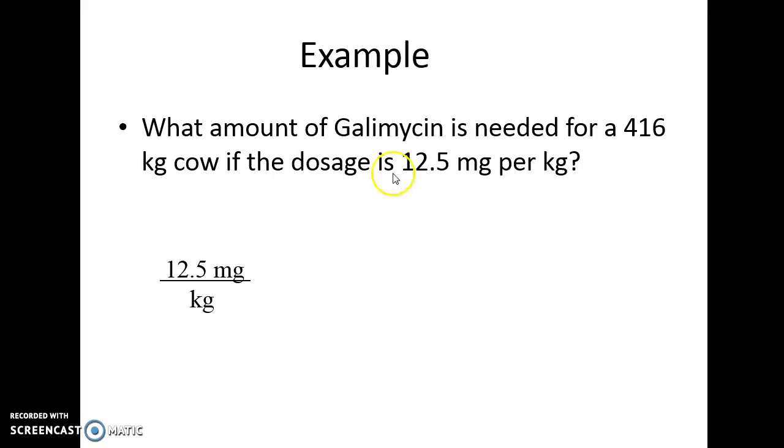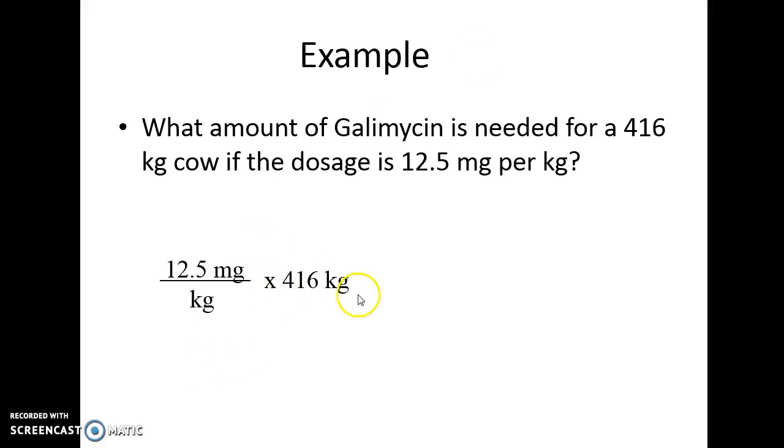Here's an example. What amount of gentamicin is needed for a 416 kilogram cow if the dosage is 12.5 milligrams per kilogram? You start with the dosage, and here it's per kilogram of cow. So we need to get rid of that kilogram. How do we do that? We multiply by the mass of the cow, 416 kilogram.